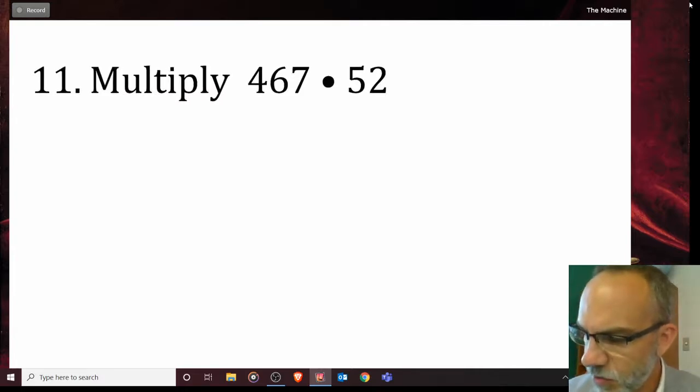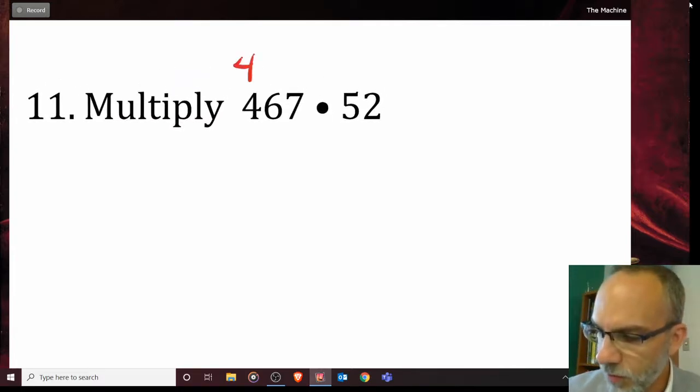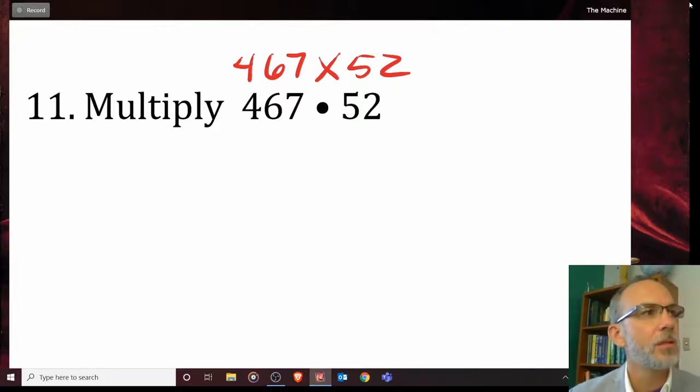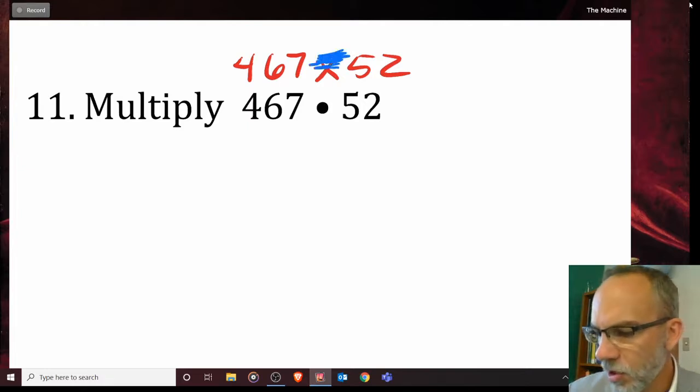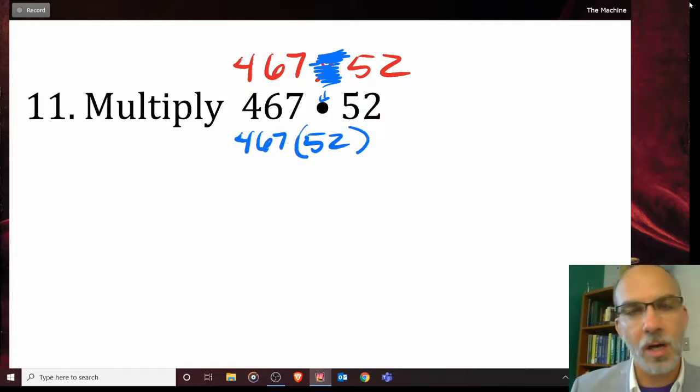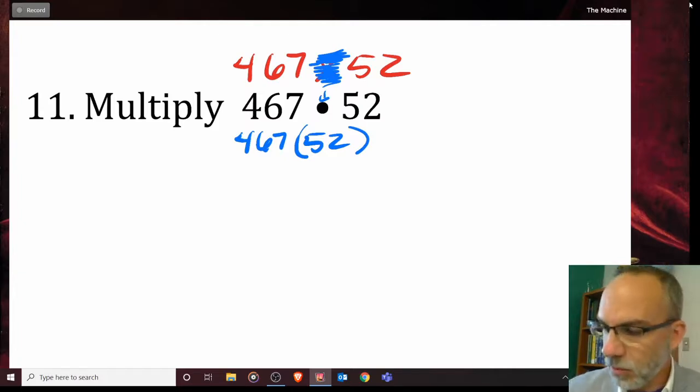467 times 52. Now maybe you're thinking, oh, 467 times 52. But remember I said we're not using x as a multiplication symbol ever. Well, we'll do it once because we have to, but I don't want to talk about that right now. So we're not going to use that symbol. Use a dot, or even better would be parentheses. Sometimes a dot can be confused as a decimal. But in any case, you probably don't have the answer to that memorized, but you do have a method.